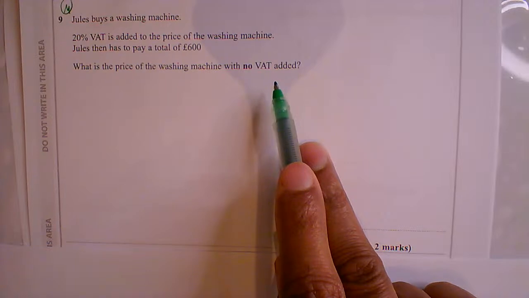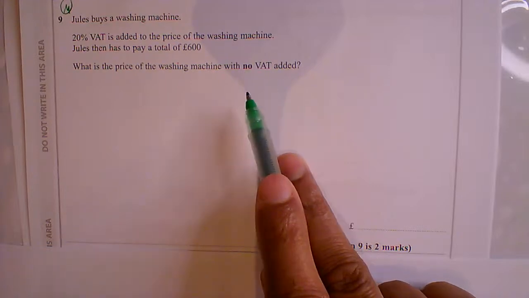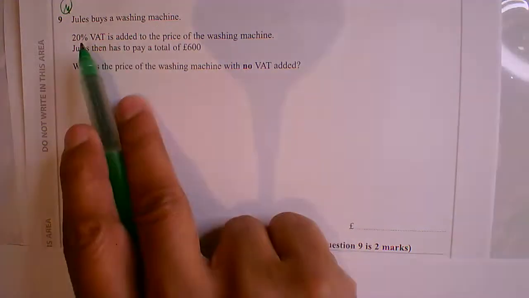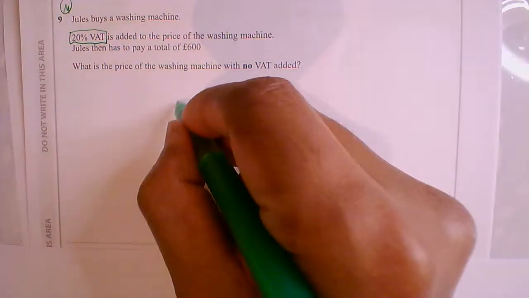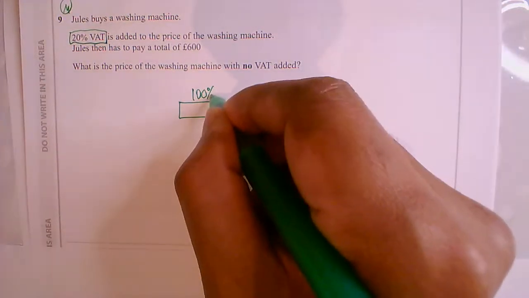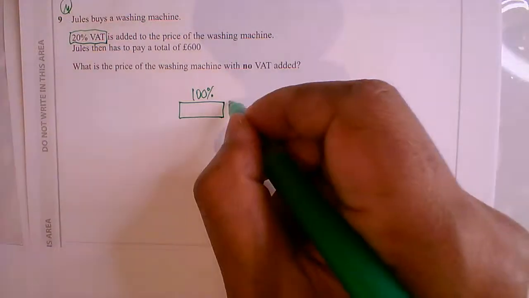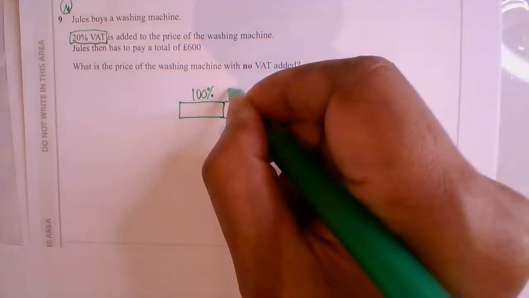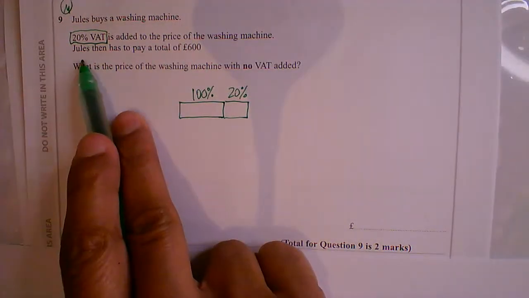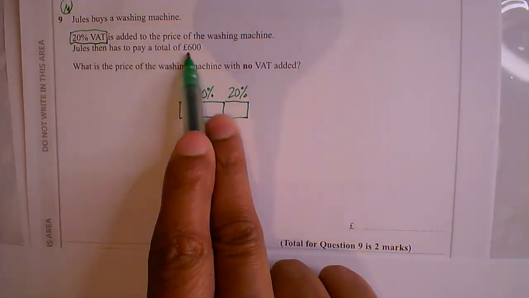So I'm going to use the box method, because that helps me visualize the problem. Jules buys a washing machine. 20% VAT is added. So I always start off with 100%. And in this case, I'm adding 20%, so I'm going to add 20% here. So that's just information.